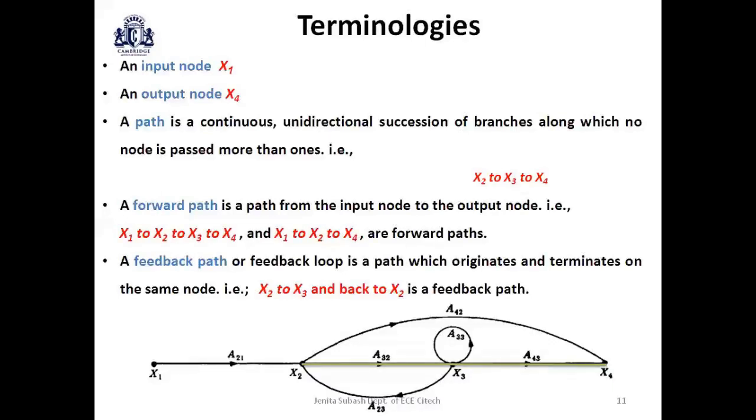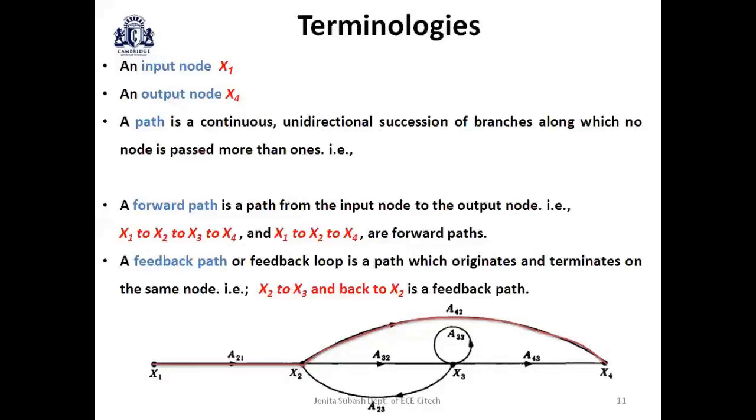Whereas a forward path is a path from the input node to the output node. That is, it has to start from the input node x1 and it has to end at the output node x4. Then we can call it a forward path. Example, x1 to x2 to x3 to x4. And we have another path here from x1 to x2 and then x2 to x4. It starts from the input node and it ends at the output node. Hence, we can call it a forward path.